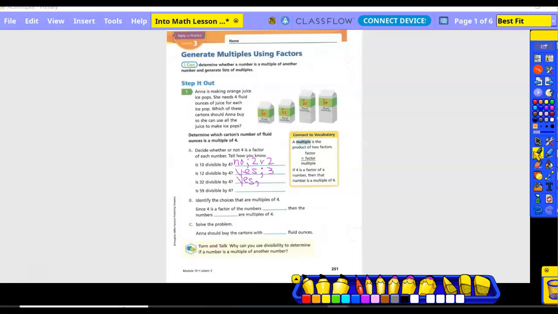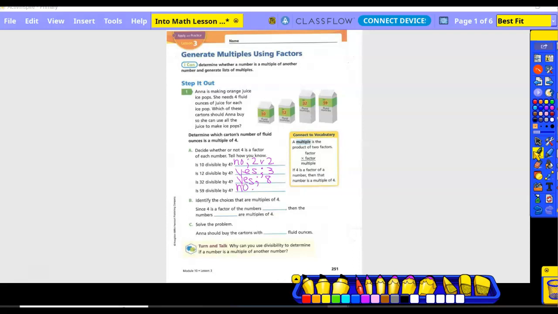Is 32 a multiple of 4? Yes. And what times 4 gets me 32? 8. Is 59 a multiple of 4? Because we know 4 times 12 is 48. And any multiple of 4 has to be an even number, right? Okay. So no.